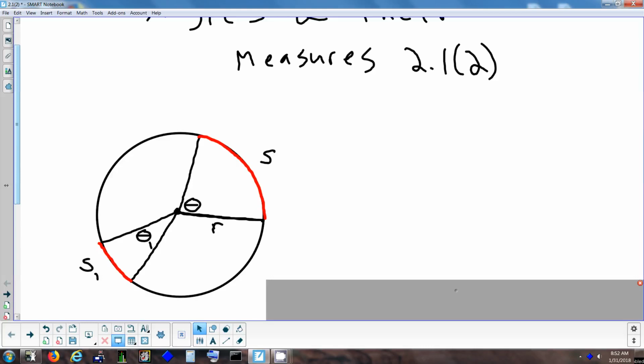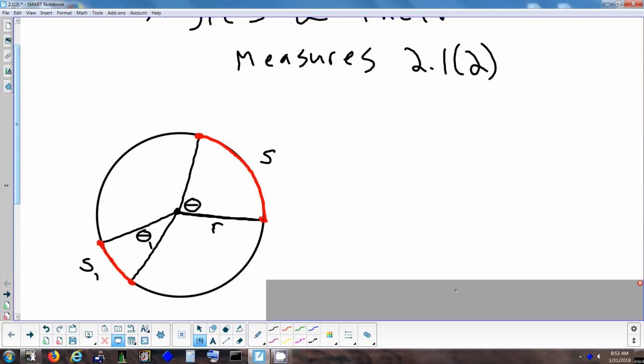Just two different angles. Each of those angles has rays that come out from the center of the circle and hit the circle here, here, and then here, and here. Between those points where the rays intercept the circumference, I've drawn the arc. So S is the arc that goes with angle theta. S1 is the arc that goes with angle theta 1.